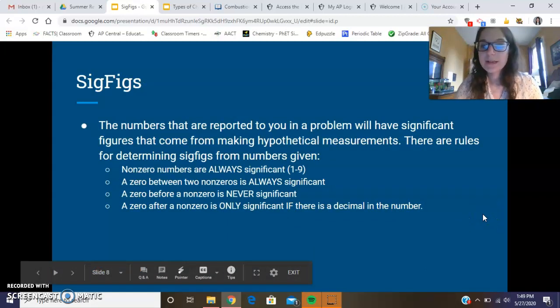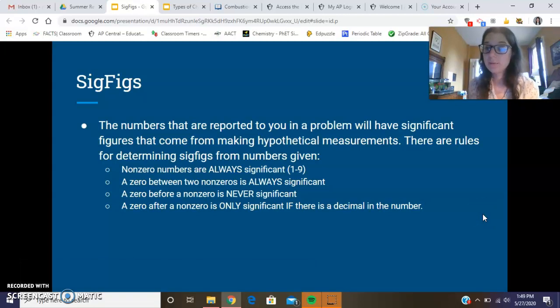Sig figs are really used when you're given a number, not necessarily when you're given measurements. But the reason that they exist is because of measurements. So in problems, you're given hypothetical values or hypothetical measurements. There are rules for determining how many sig figs are in a number, which is important when we do the math for reporting sig figs.